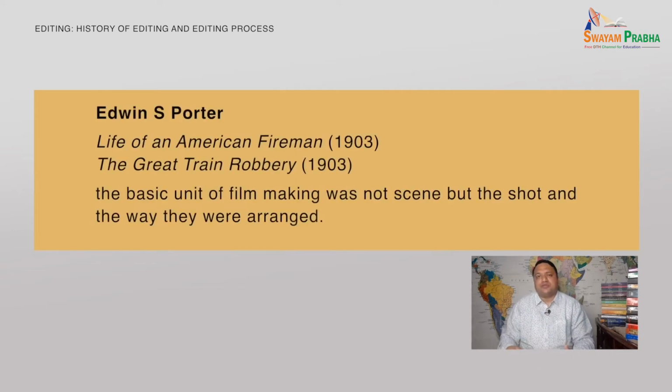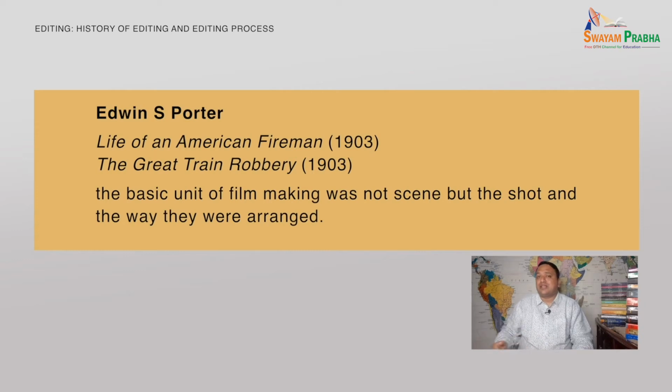Edwin S. Porter was greatly influenced by the work of George Méliès and especially A Trip to the Moon. Now, the illegal copies of A Trip to the Moon made a great fortune in USA, and Edwin S. Porter, the projectionist, was also involved in the process. It was the Life of an American Fireman, the film made by Edwin S. Porter in 1903, in which he used a different style of editing, though there were some temporal overlaps also.